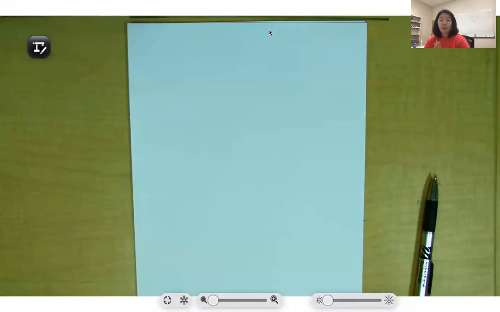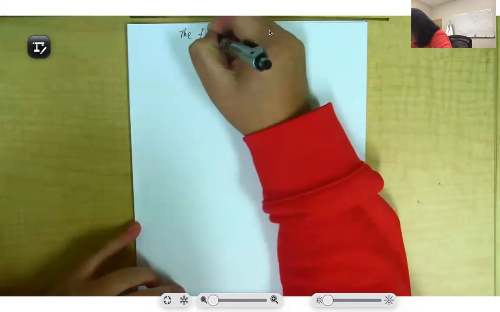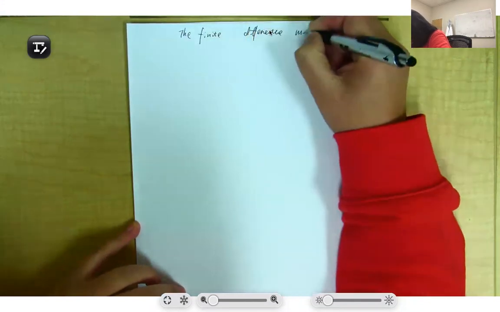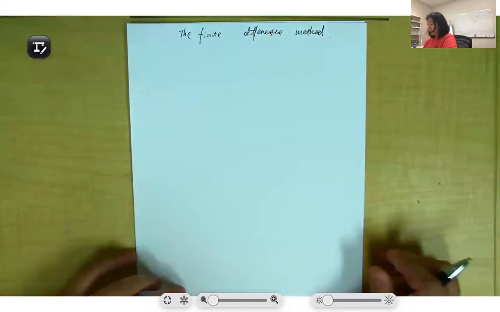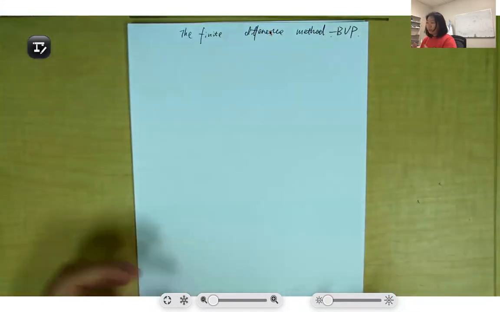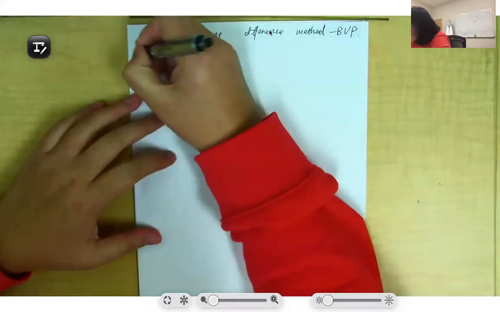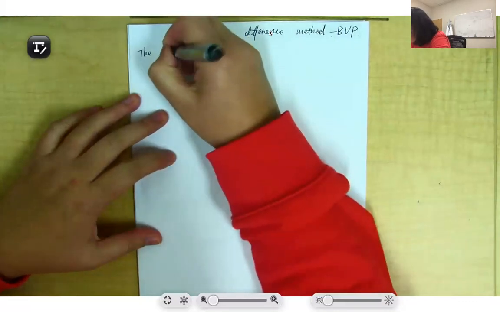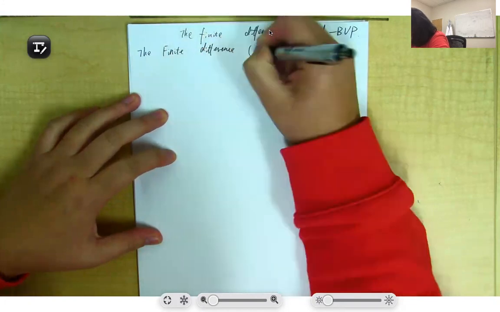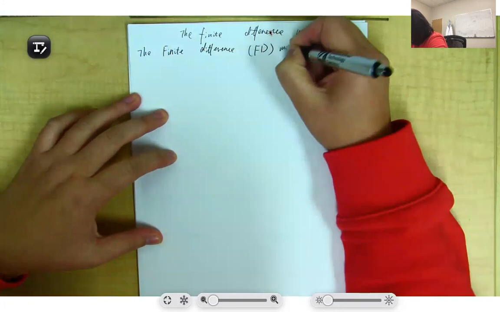Okay, so now we will continue on our topic regarding the finite difference method for solving the BVP. We can call it the FD method.